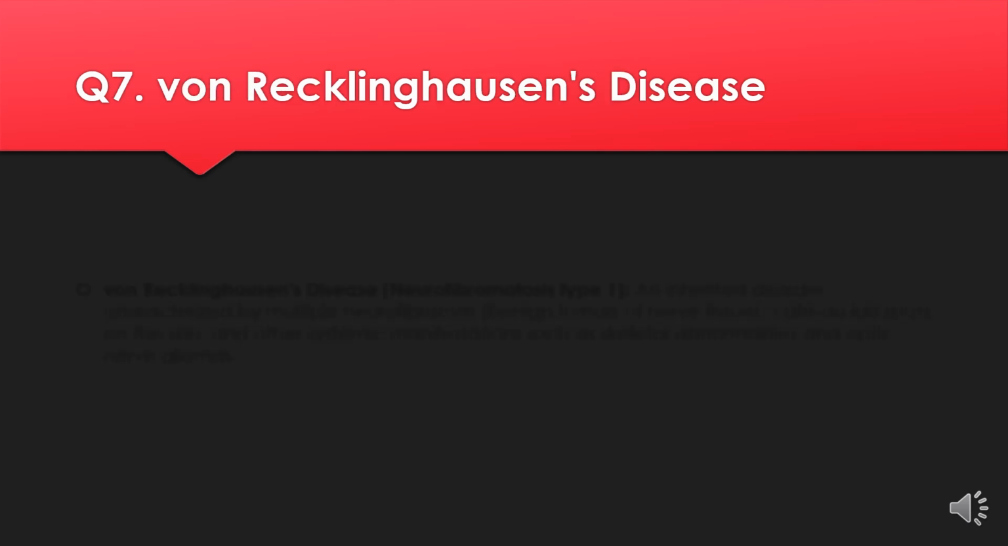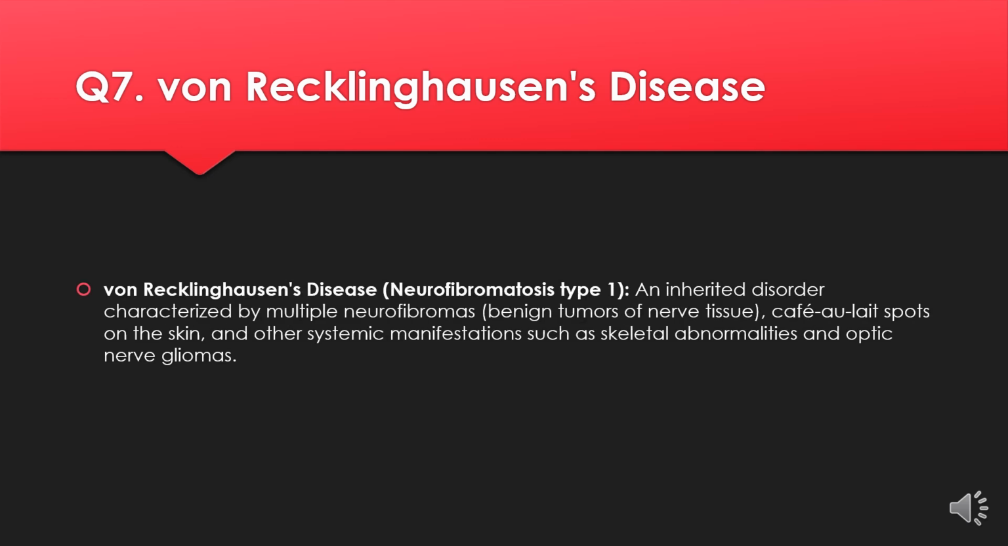Next question is von Recklinghausen's disease, also called neurofibromatosis type 1. It is an inherited disorder characterized by multiple neurofibromas, cafe au lait spots on the skin, and other systemic manifestations such as skeletal abnormalities and optic nerve gliomas.